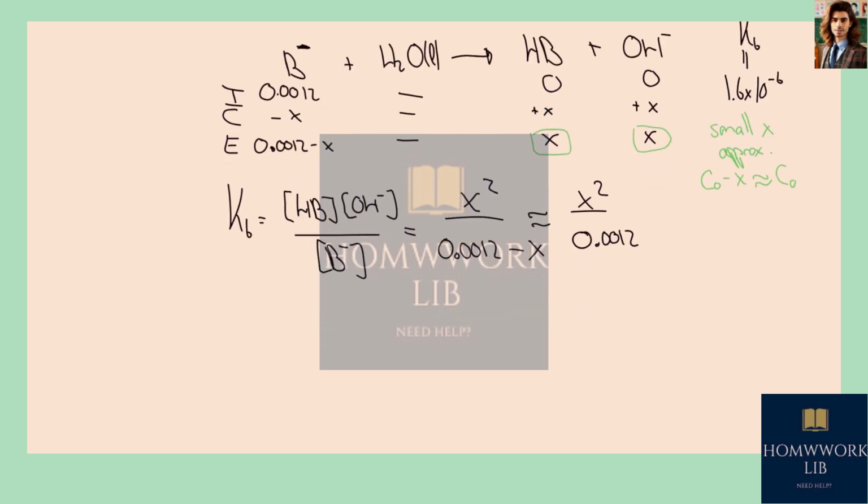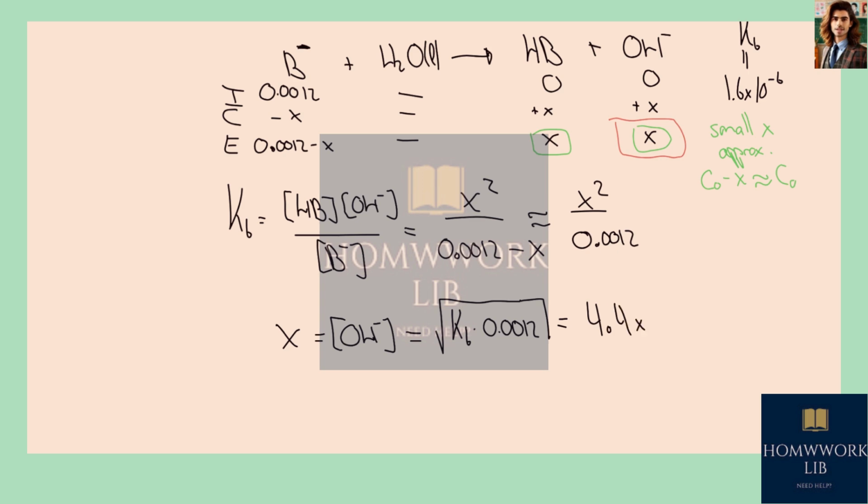Thus, solving for x, which is going to be equal to the concentration of OH minus that we're going to get at equilibrium according to our ICE table. Let's emphasize that this is the value of the concentration at equilibrium. It would be equal to the square root of Kb times 0.0012. Plugging in the value of Kb, we're going to get that this is equal to 4.4 times 10 to the minus 5.